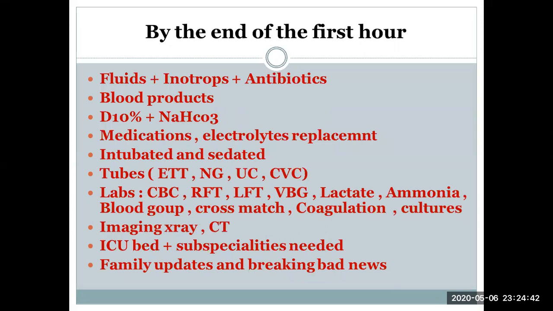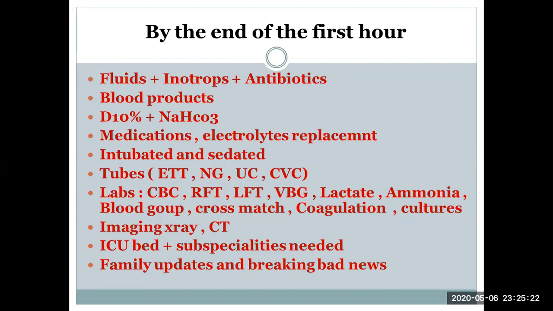The patient is already intubated and sedated. The tubes are secured: the ETT, the NGT, the urine catheter, the central line. The labs are already withdrawn and seen, and monitoring timing has been set: complete blood count, renal function, the organ function of kidneys, VBG, lactate, ammonia, blood group, cross-matching, coagulation. Cultures have been sent and reviewed, please. Imaging accordingly: X-ray after intubation is necessary, just X-ray. CT as indicated if your patient needs a CT. ICU bed is arranged and the subspecialties needed are already called and discussed.